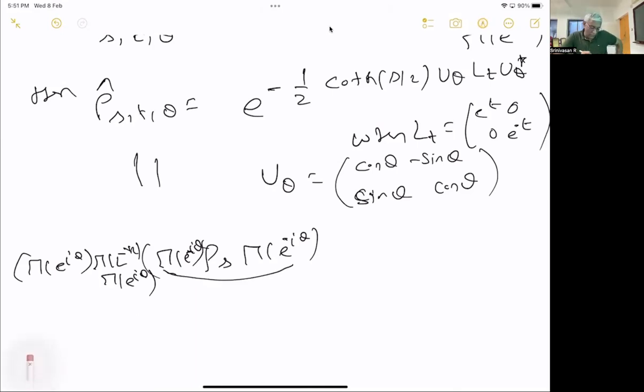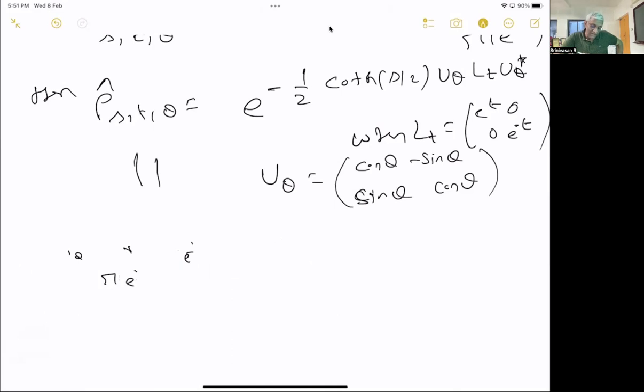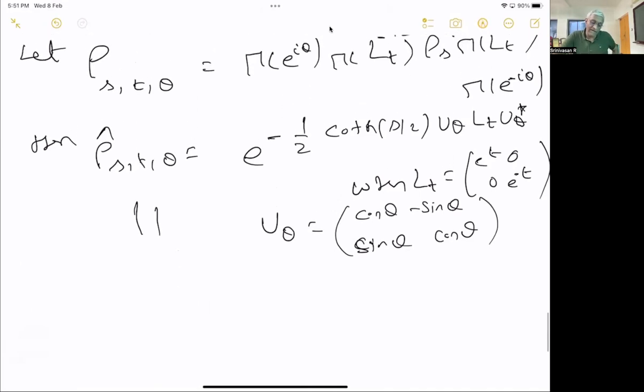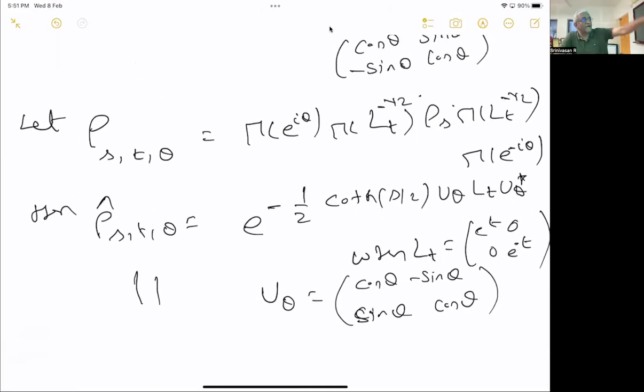Okay. So please do the exercise, and you will get that. That's what I'm saying. Here I have written UT, LT, UT star. So I have written gamma of e power i theta, gamma of LT power minus half rho s. So you can conjugate the rho s also again by gamma e power i theta, and I want to get the conjugate of gamma of LT power minus half inside, right? Gamma of LT, right?